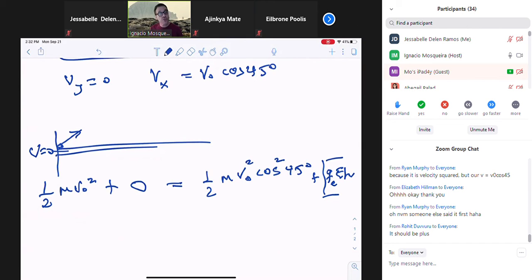The whole thing should be a plus. Correct, as Roy just said. It should be a plus. Obviously, if it's going to go up, it's slowing down as it goes up. Still moving in the horizontal direction, the speed is not changing, but it's slowing down. The kinetic energy is decreasing. You can't get rid of kinetic energy without putting it into potential energy. So if the kinetic energy is decreasing, the potential energy should be increasing.